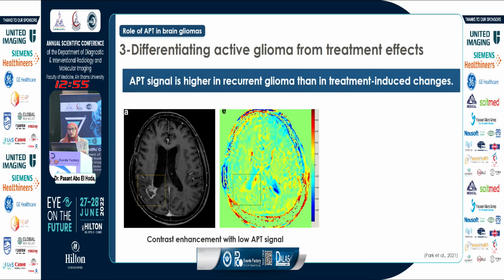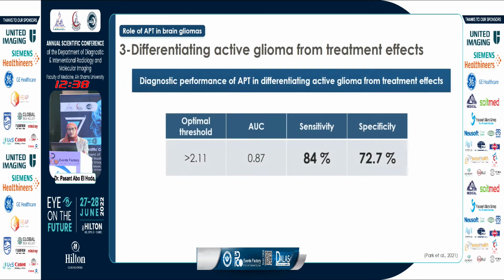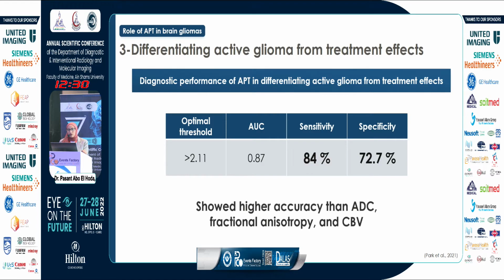showing regular patchy post-contrast enhancement with low signal on APT images. On follow-up 5 months later, that was proved to be pseudo-progression with no evidence of recurrent tumoral tissue, assessing the availability of APT in differentiating the tumor from treatment changes. It has the ability to differentiate by sensitivity of 84% and specificity of 72.7% with optimal threshold of 2.11. This showed higher accuracy than the ADC, fractional anisotropy, and cerebral blood volume.